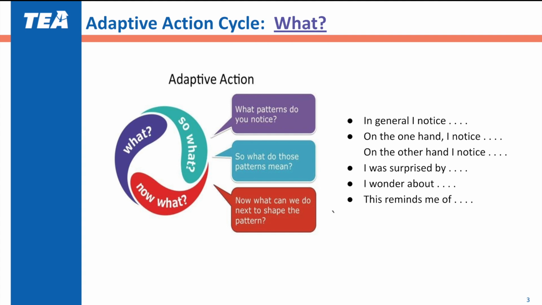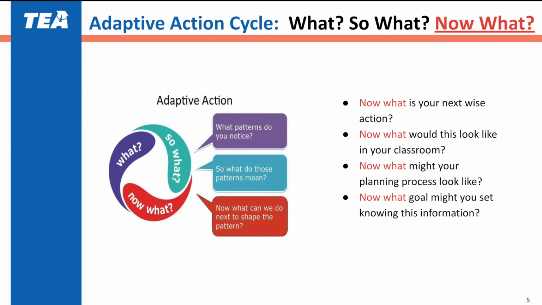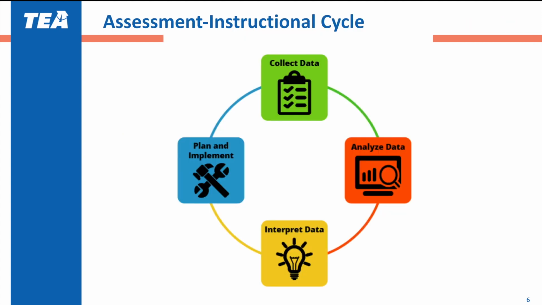If you participated in the adaptive action cycle discussion in Module 1, you already have an idea of what the adaptive action cycle entails. You know that it's comprised of 3 steps. First is the what, second is the so what, and third is the now what. When you're considering the what, you are trying to find patterns. When you are considering the so what, you are looking for meanings within those patterns. And when you're considering the now what, you are trying to find a way to shape the patterns you already identified.